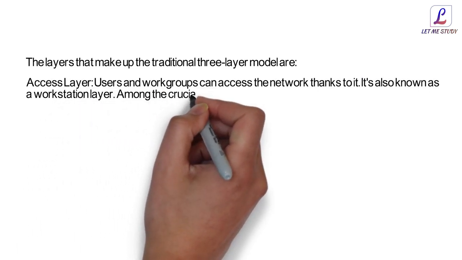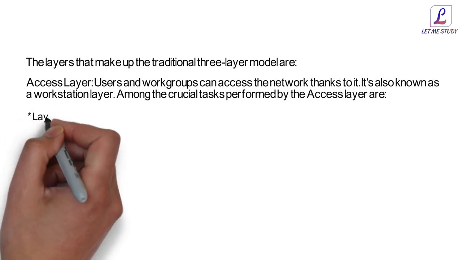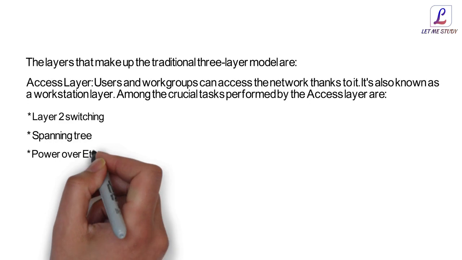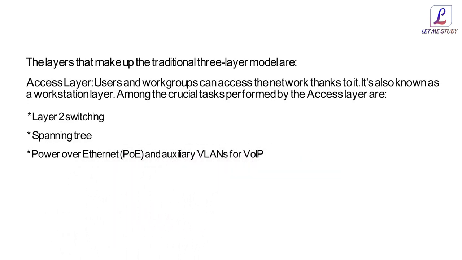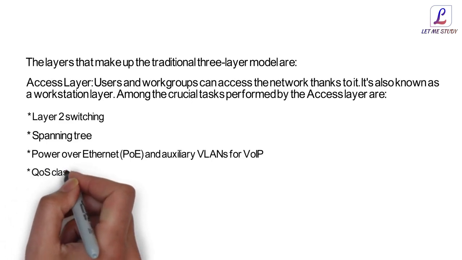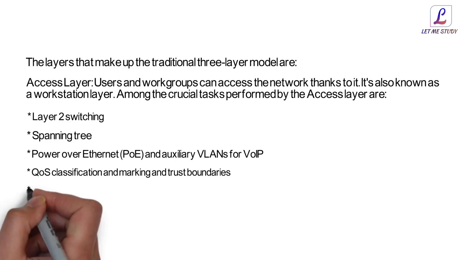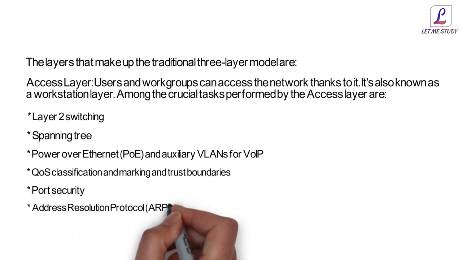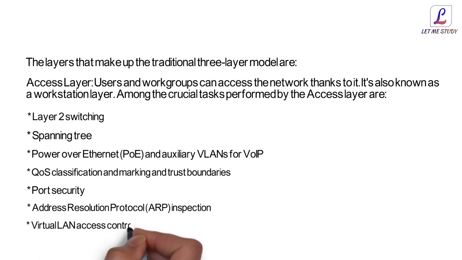Among the crucial tasks performed by the access layer are: layer 2 switching, spanning tree, power over Ethernet (PoE) and auxiliary VLANs for VoIP, QoS classification and marking and trust boundaries, port security, address resolution protocol (ARP) inspection, and VLAN access control lists (VACLs).